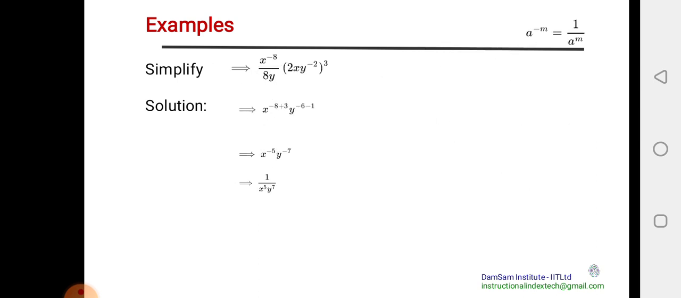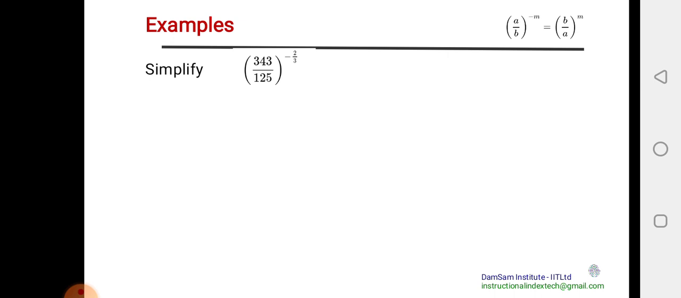This is indeed the next law that we're going to look at. That when we have a raised to power negative m, it can also be expressed as 1 over a raised to power m, which we have just done in the previous example. So this is the similar sample to what we just did right now. So we'll proceed to the next one.